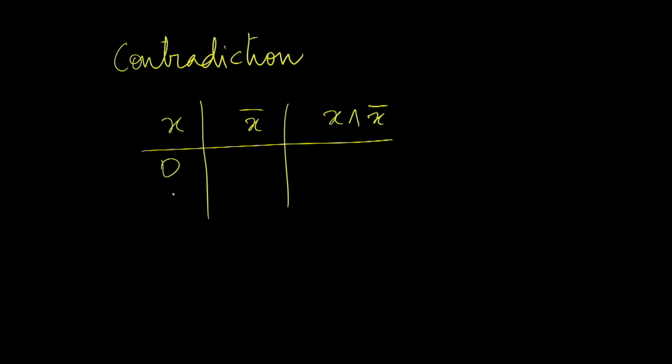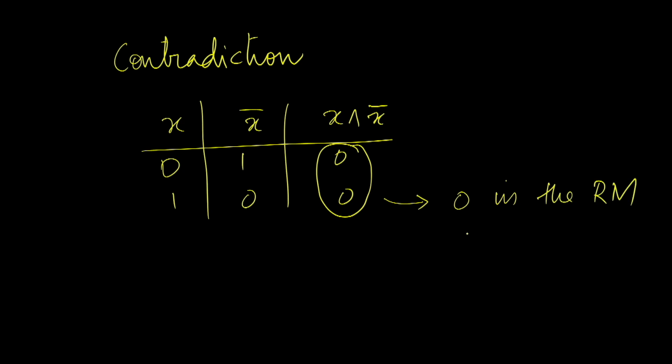The complement of a tautology is called a contradiction. For example, if you have x and x bar, you find that it evaluates to false for every possible assignment. It has only zeros in the rightmost column. Such a Boolean expression is called a contradiction, a statement which is always false.